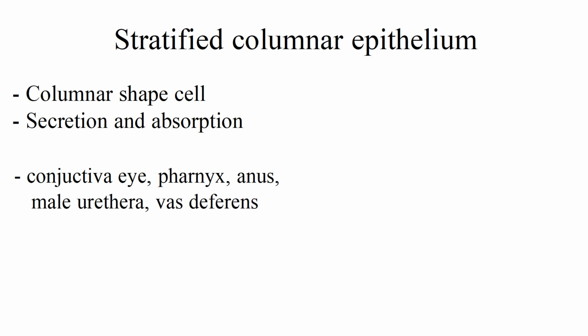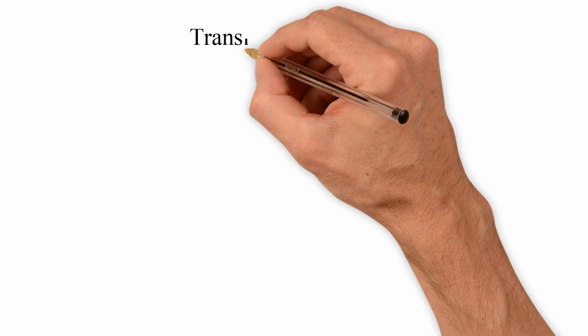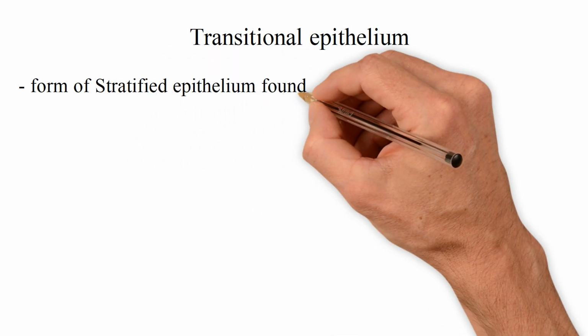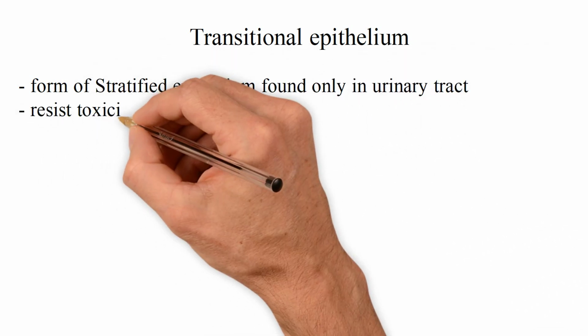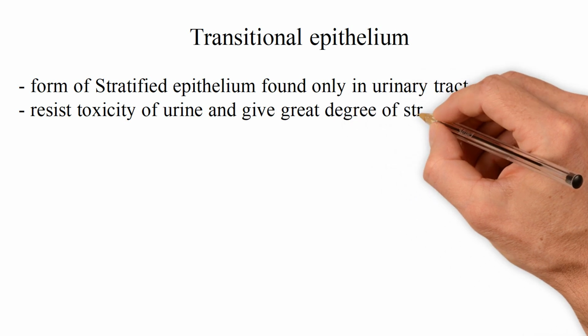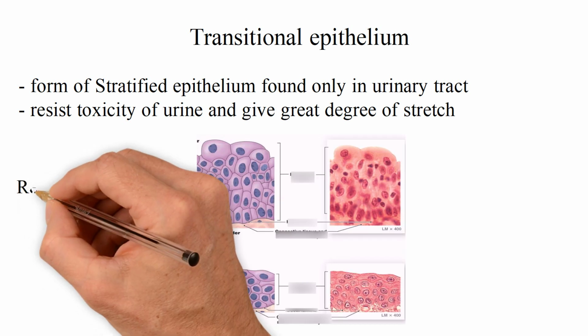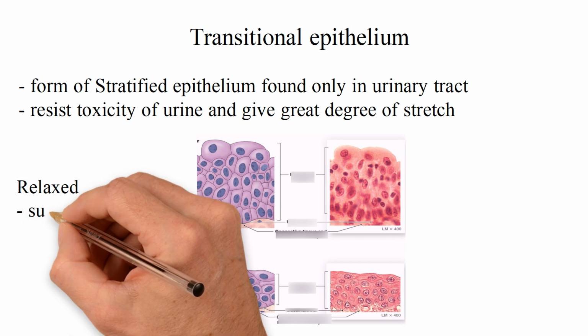Then we have the last cell type, which is transitional epithelium. It is a form of stratified epithelium and it is found only in the urinary tract. It resists the toxicity of urine and it gives a great degree of stretch to the urinary bladder. The transitional epithelium is in two states: when the urinary bladder is relaxed and when it is stretched.